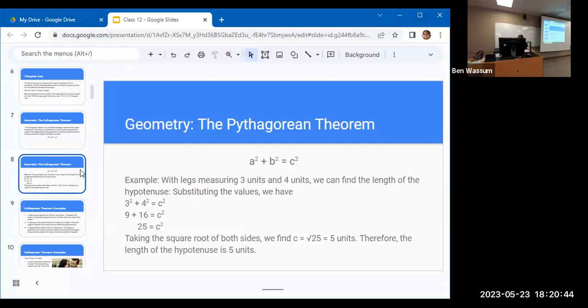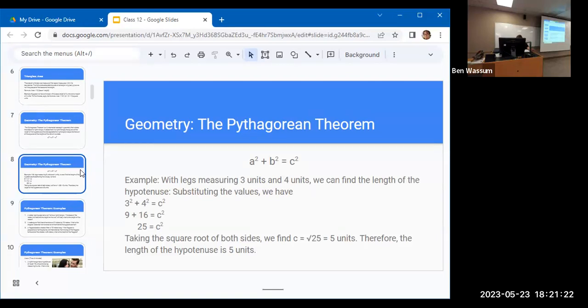So for instance, we have an example that gives us 2 legs, one's 3 units and one's 4 units. You can find the length of the hypotenuse by plugging those in. So you plug in the 3 and the 4. You get 3 squared plus 4 squared is c squared. That translates to 9 plus 16 is c squared, so 25 is c squared. When you square root both sides, you end up with a 5. So then you find the length of the hypotenuse.